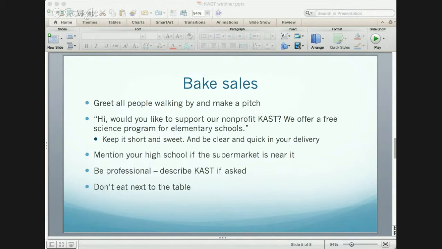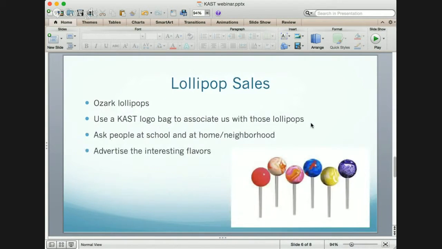And being sanitary. Real quick, it's going to feel sometimes a little bit uncomfortable just talking to random strangers like, hi, would you like to donate to our nonprofit KAST? We offer free science programs. But here's the thing. It's much easier to avoid donating if you don't make any contact with the people who are trying to fundraise. By reaching out to them, you're trying to establish a connection and just make them more aware of your presence and of your cause.